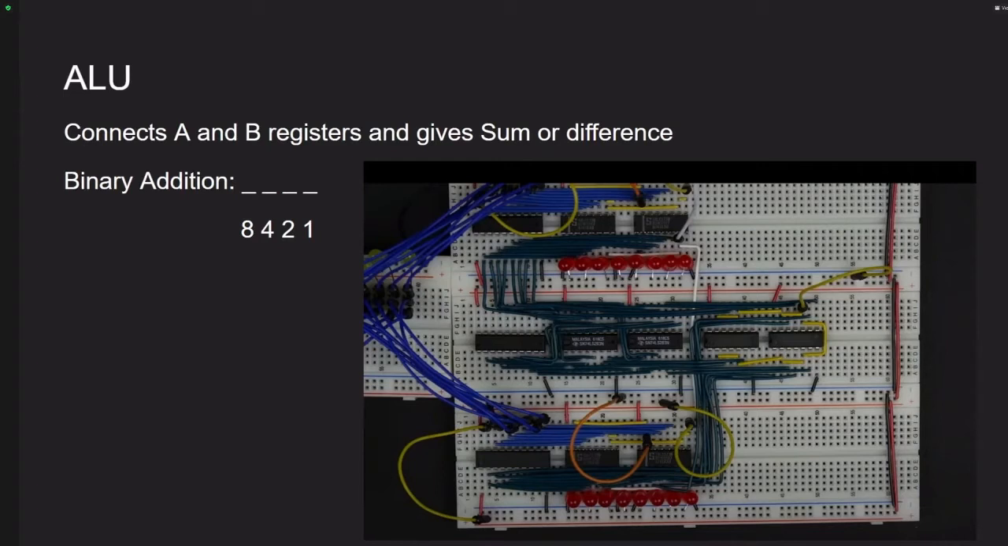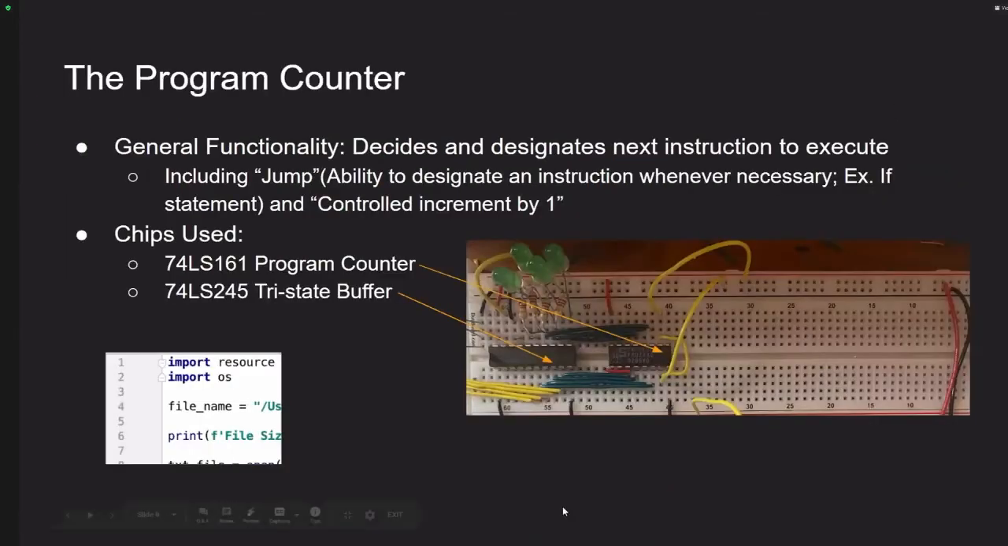And just as another quick review of binary addition, you have 2 to the n minus 1 being your places, and then you add them by 1, 2, 4, 8, and so forth.